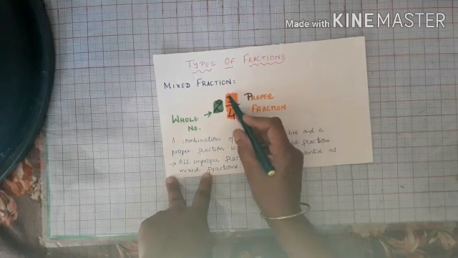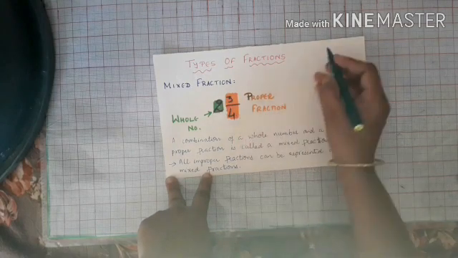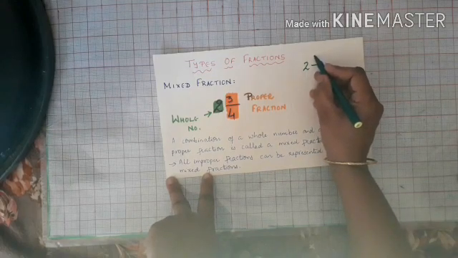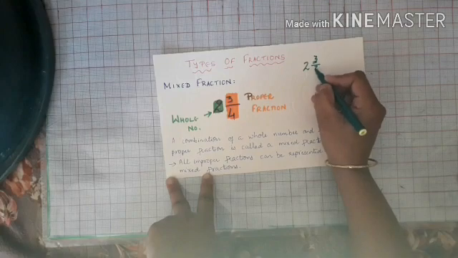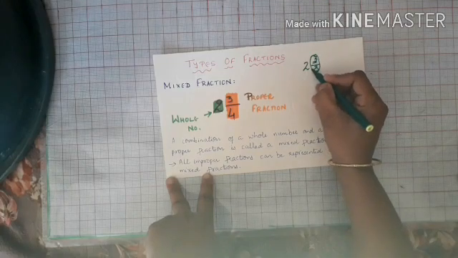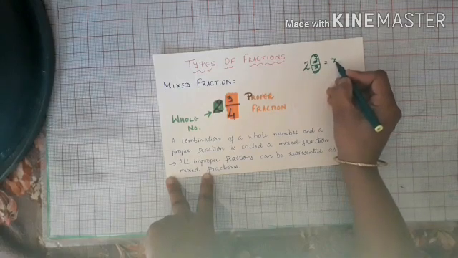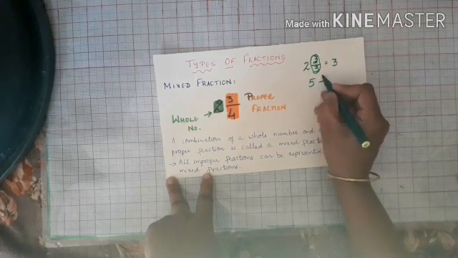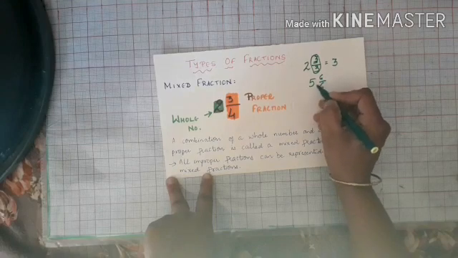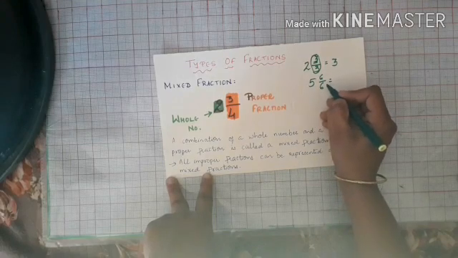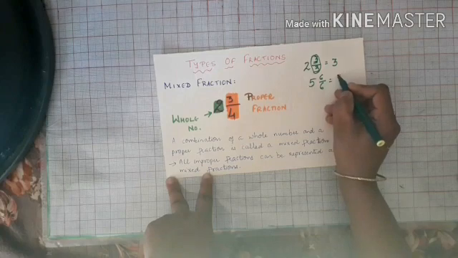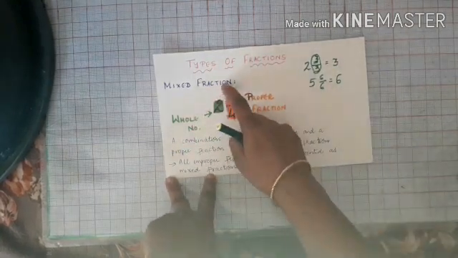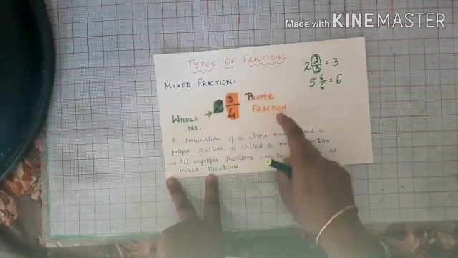Here you cannot write an improper fraction. Suppose you are writing 3 and 3/3, then 3/3 is 1, so you have to take this number as 3 plus 1, which is 4. Say you have 5 and you are writing 5 6/6. This is not correct. You have to consider 5 plus 1 as 6. So a mixed fraction is a combination of a whole number and a proper fraction.